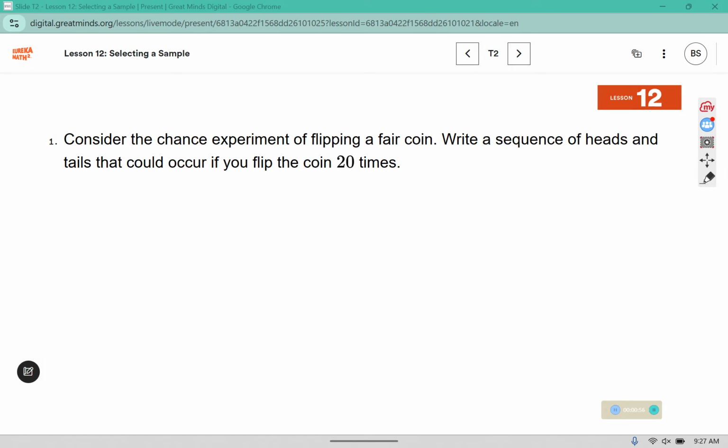Consider the chance experiment of flipping a fair coin. Write a sequence of heads and tails that could occur if you flip the coin 20 times. So we're going to write a list of H's and T's for heads or tails, and we need to think about if we were to flip it 20 times. So just make a list.